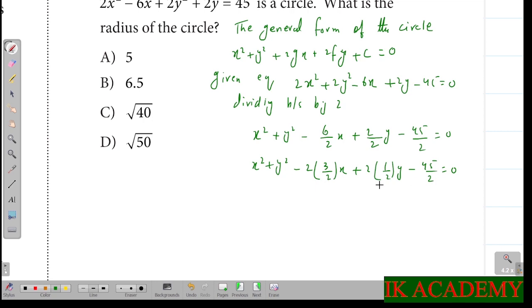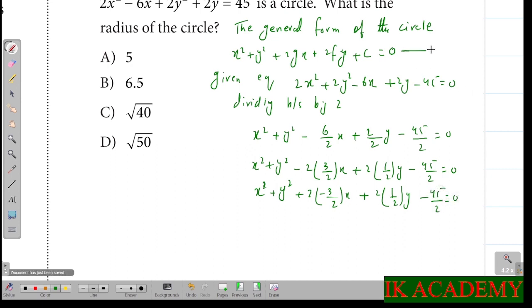One more thing to compare this equation with the general form is that we have to put plus symbol here, and here we have the minus symbol. If I multiply this minus symbol within the bracket and put the plus outside, it will be exactly in the general form. So x square plus y square plus 2 into minus 3 by 2x plus 2 into 1 by 2y minus 45 by 2 is equal to 0.